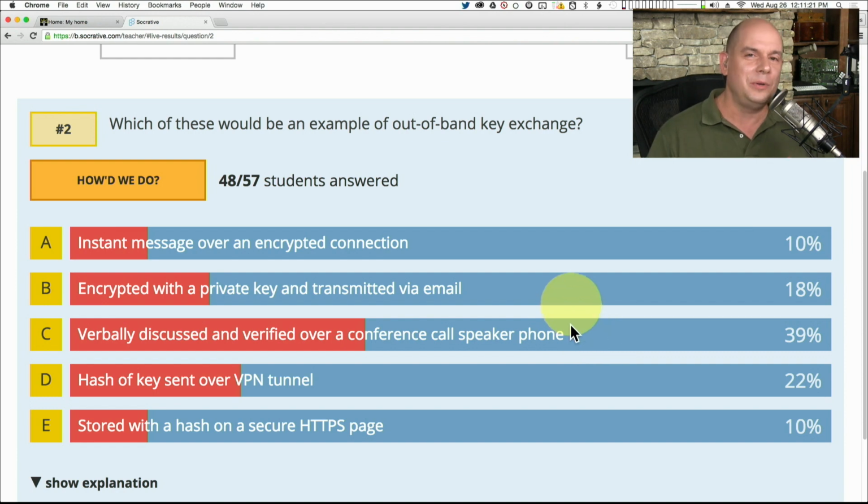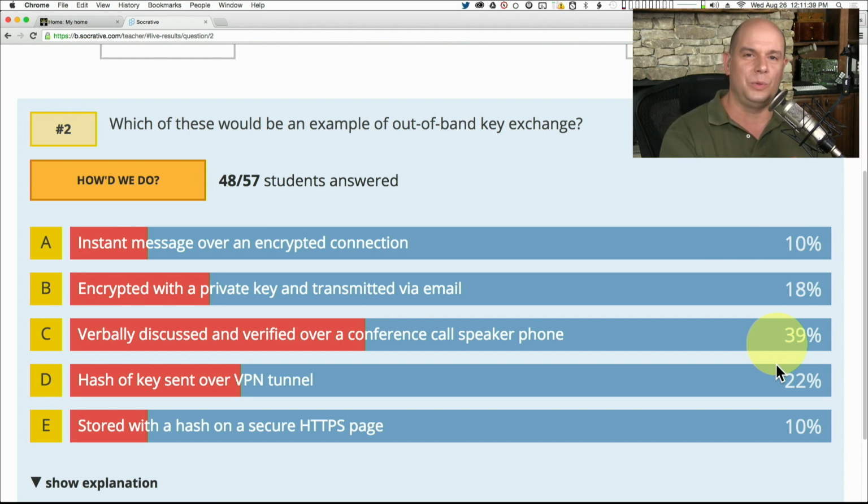So although C would not really be what you would want to do, in this particular case, it is the best example of an out-of-band key exchange. So if you answered C, you got that one absolutely right. Well done. The 39% of you that answered that one did a very good job. Let's try another one, shall we? Let's keep this party going.